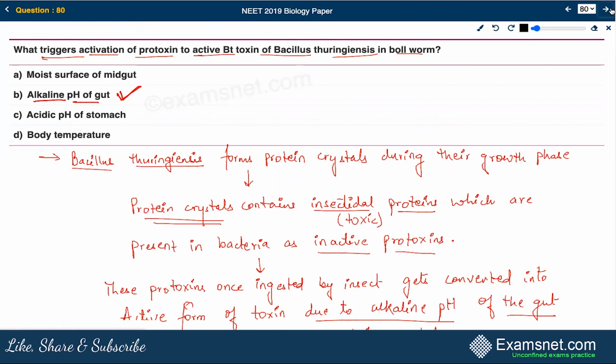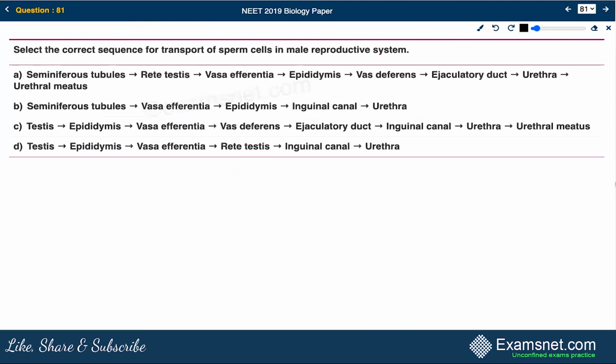Now the next is question number 81. Question number 81 says that you have to select the correct sequence for the transportation of sperm cells in the male reproductive system. All these structures that have been given, we have to identify in the entire male reproductive system, and how the sperm is being transported. All right.